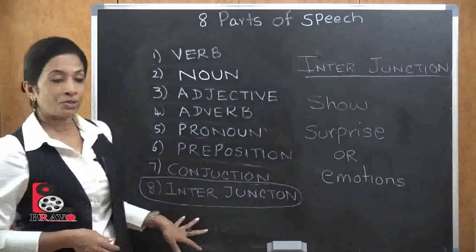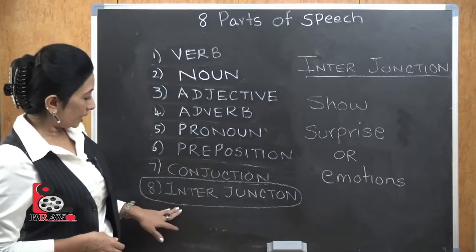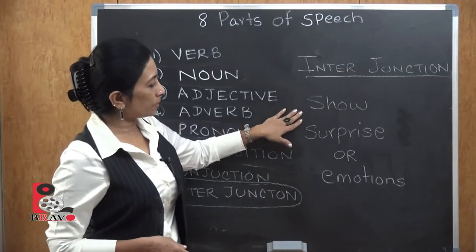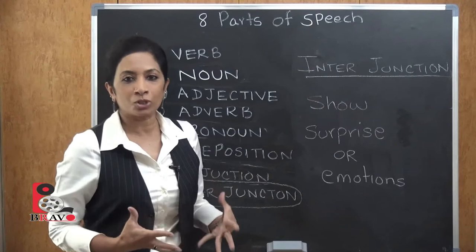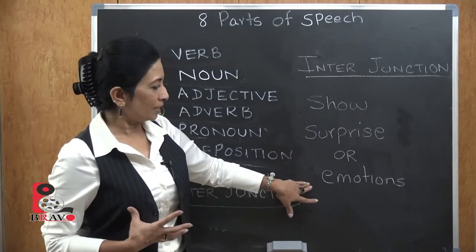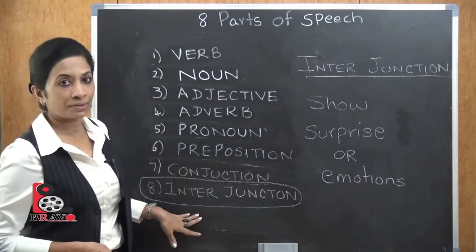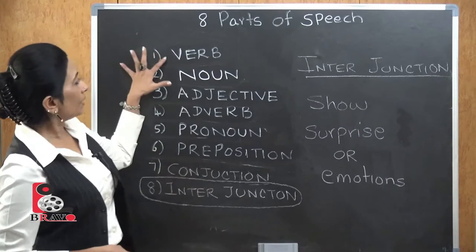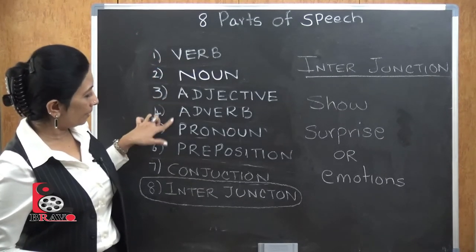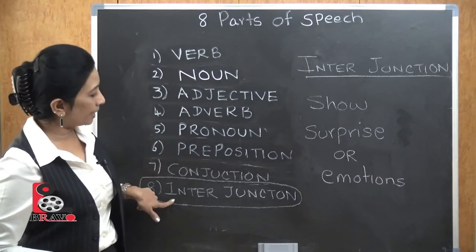Okay, now we have come to the final one, which is number eight in the parts of speech of grammar. It's called interjection. Interjection shows surprise or emotion. Okay, so we have just about covered the basics of all eight parts of speech. I repeat one more time: verb, noun, adjective, adverb, pronoun, preposition, conjunction and interjection.